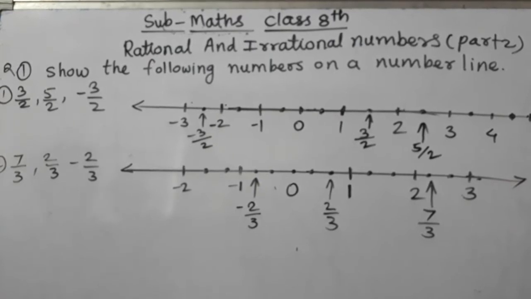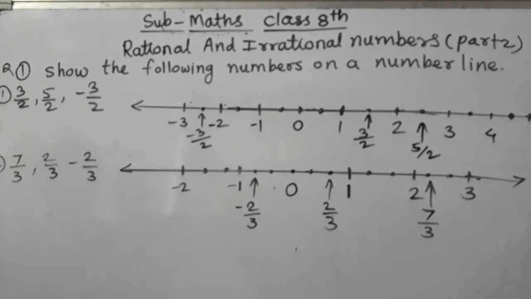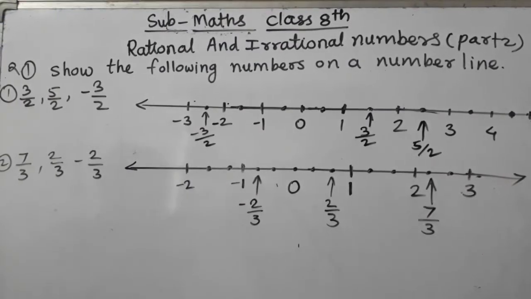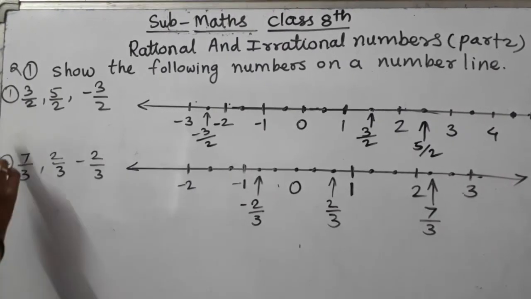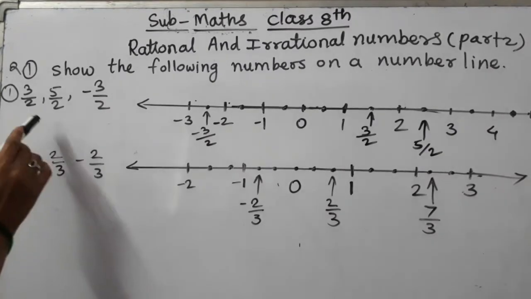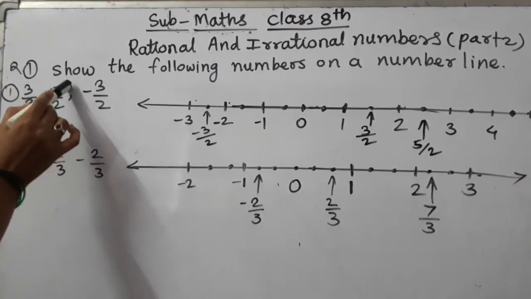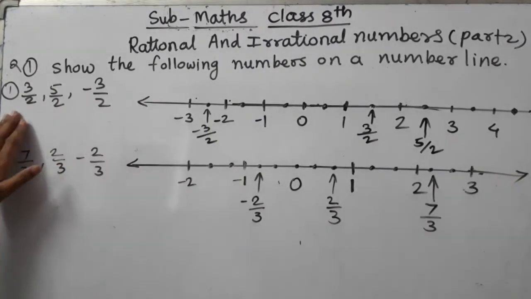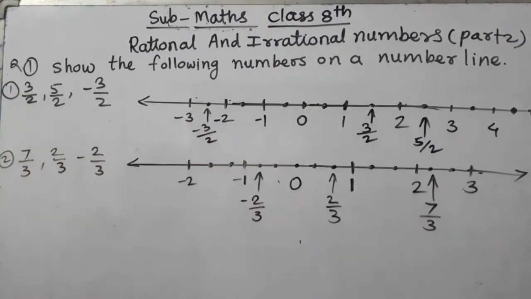In our previous video, we have seen what are rational numbers, irrational numbers, integers, natural numbers, etc. Now, in this video, we are going to see how to show a given rational number on a number line. Let us see. This is our first example: 3 by 2, 5 by 2, minus 3 by 2. We have to show all these numbers on a number line.